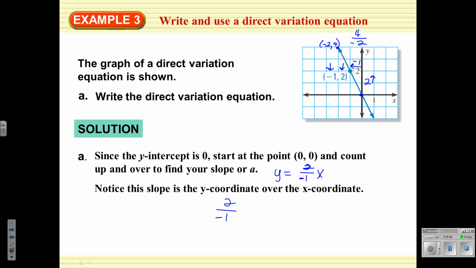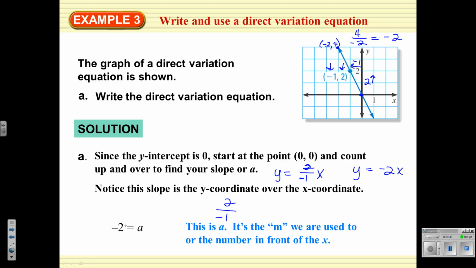I did go up 2 to the left 1, so I should have done it that way. All right, so my slope technically is this. Okay. All right, but I want you to see this. Up 4, left 2, that reduces still to a negative 2, or a positive 2 over negative 1, however you want to look at it. Okay?